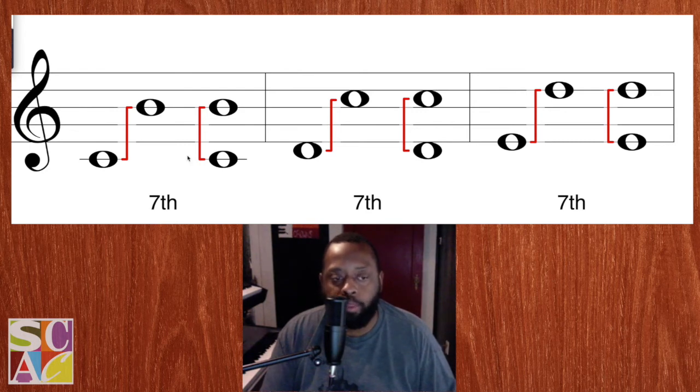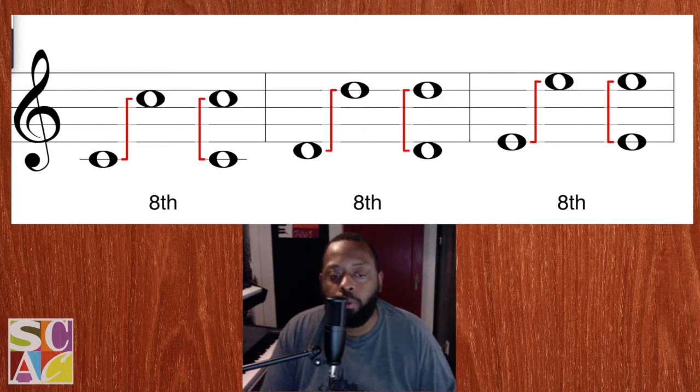Let's go to the seventh. From C to B is a seventh. So is from D to C and from E to D. And then of course you have the octave or the eighth.